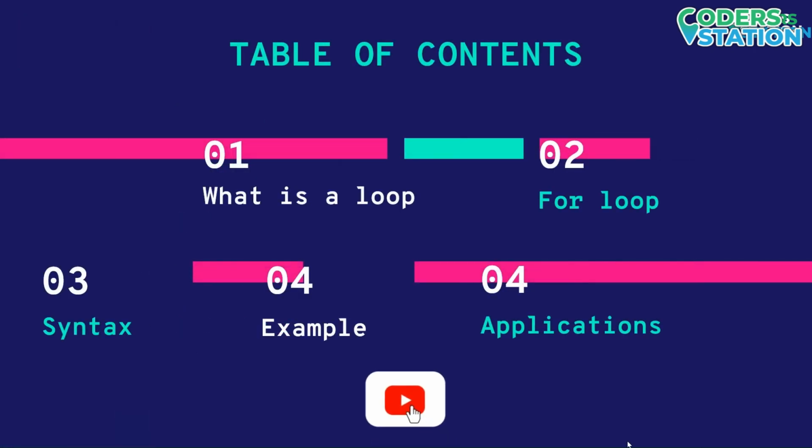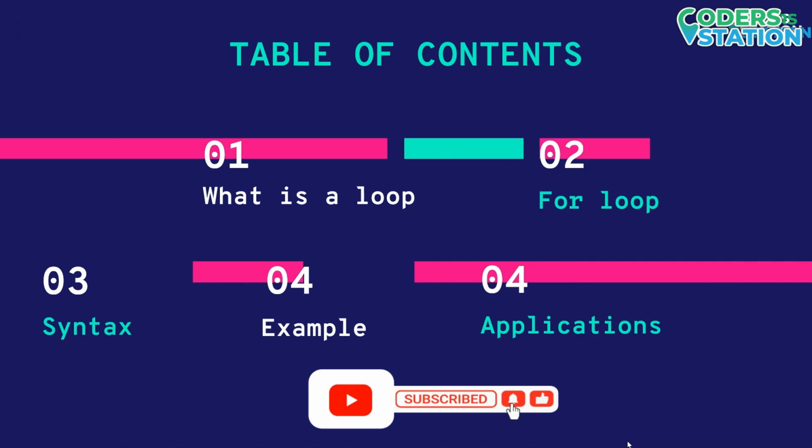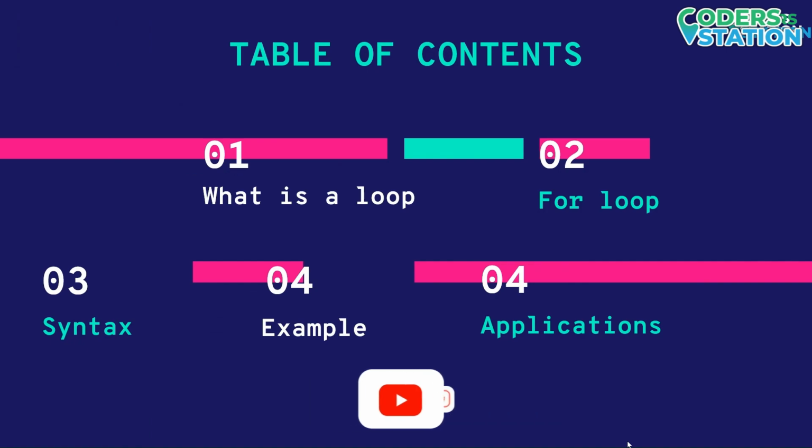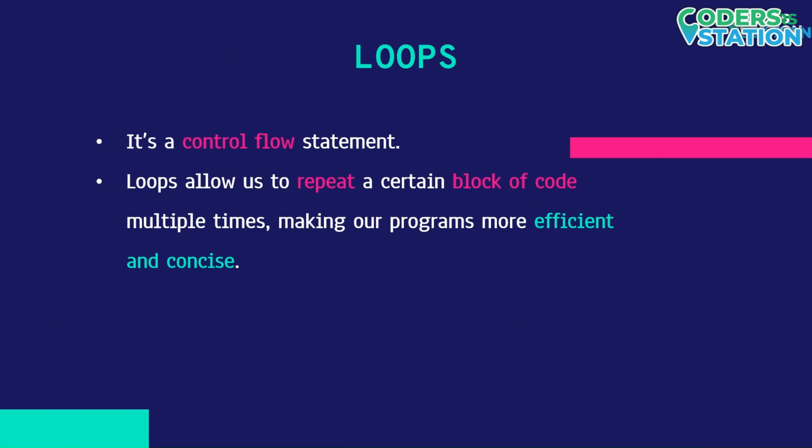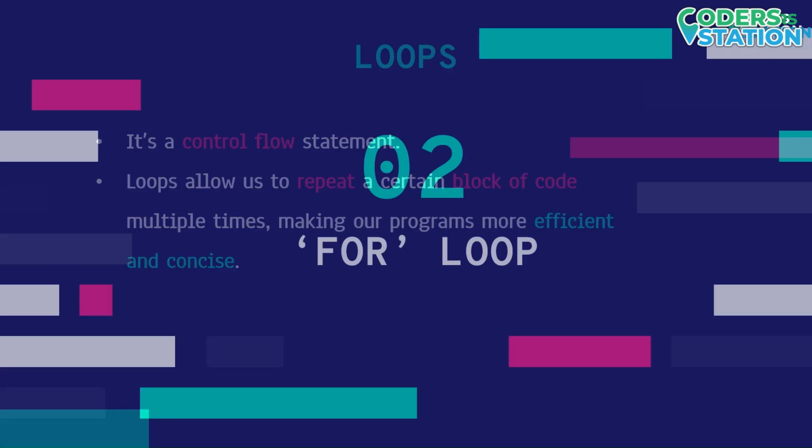First, let's see what we are going to learn in this video. We will see what is a loop, then a type of loop which is the for loop, its syntax, example, and applications. Before we dive into the details, let's understand what a loop is and why it is essential in programming. Loops allow us to repeat a certain block of code multiple times, making our programs more efficient and concise. It's a control flow statement.